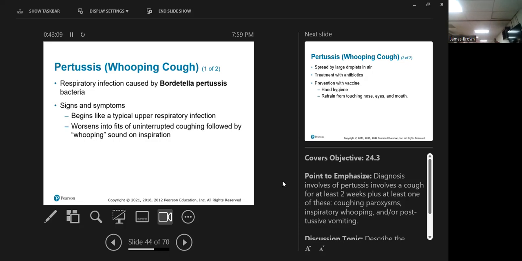Okay, pertussis, whooping cough. Bordetella pertussis is a bacteria. Signs and symptoms are the same as before. It begins like a typical upper respiratory infection, and it worsens into fits of uninterrupted coughing, followed by a whooping sound on inspiration.